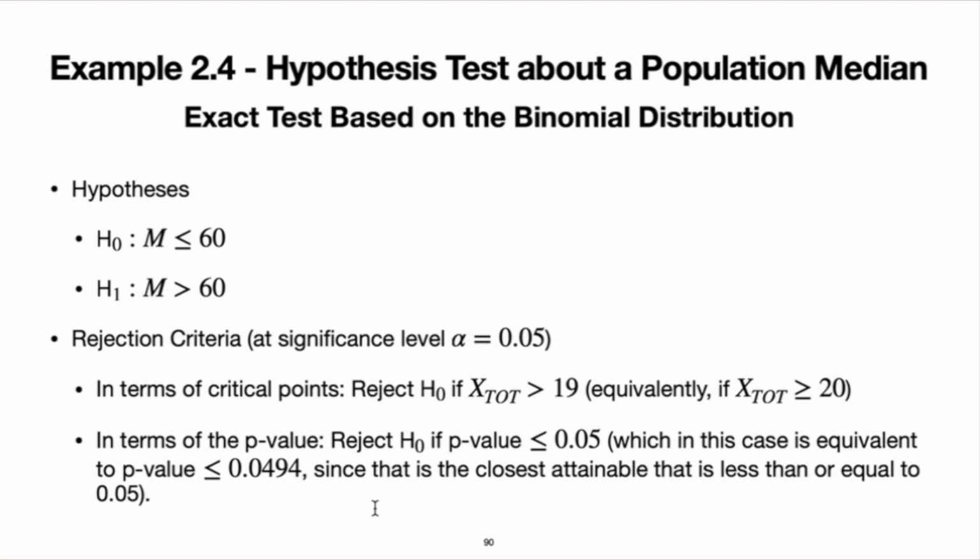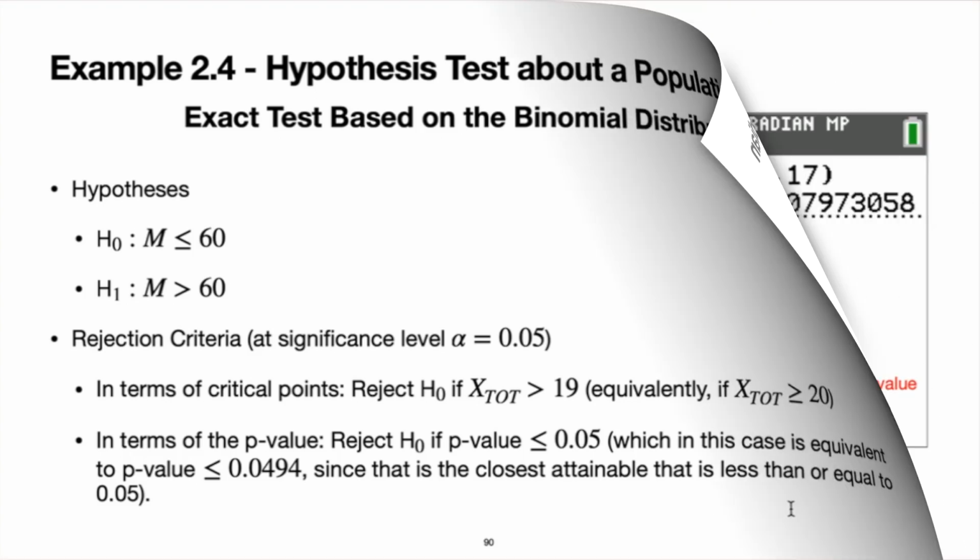Okay, in terms of the p-value, we would reject the null hypothesis if the calculated p-value for the test is less than or equal to 0.05, which in this case, because of the discreteness of the binomial distribution, is equivalent to rejecting the null hypothesis if and only if the p-value is less than or equal to 0.0494, since that was the closest attainable significance level that is less than or equal to 0.05.